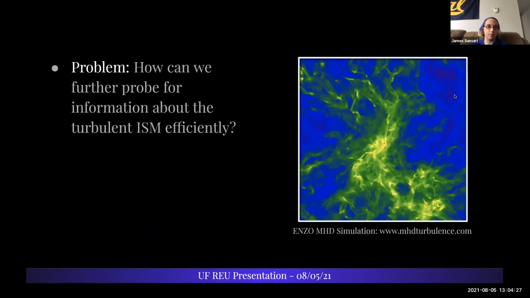So, the problem that I set out to answer with my project was how can we further probe for information about the turbulent interstellar medium efficiently? Right now, one can run a 2-point correlation function, for example, which could teach you a bit about structure and the layout or properties of a box. But there is valuable information that could be gained from going to higher order statistics, like the 4-point correlation function. The only problem with that is that these higher order statistics are typically really slow and infeasible to run on a box of density or field.